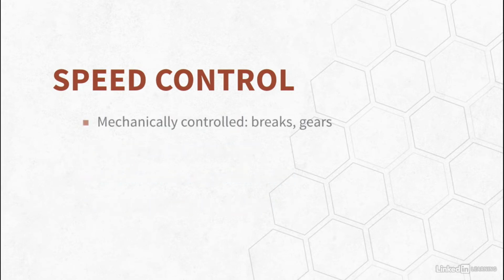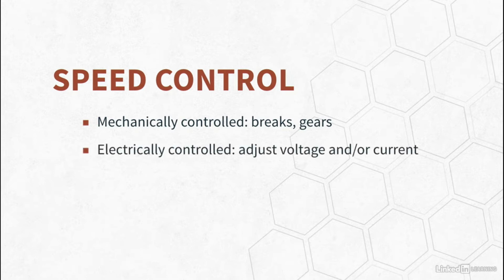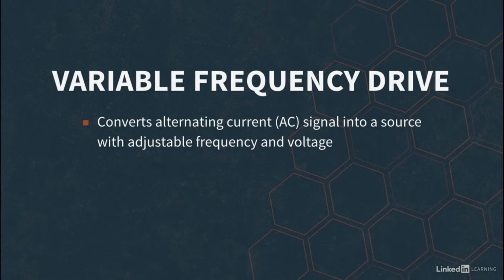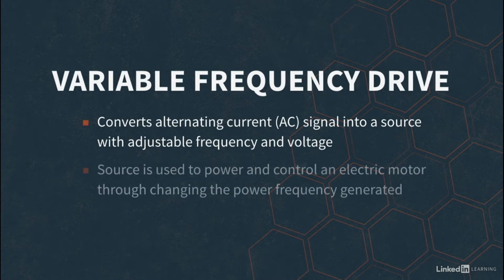So you see, there are a few ways to control the speed of a motor. It can be controlled mechanically with pulleys or by changing the voltage and current going into it. But one of the most efficient ways of doing it is by using a variable frequency drive. A variable frequency drive controls the speed of an AC motor. It converts an alternating current signal, or the sine wave, into an adjustable frequency and voltage source. Then, this AC source is used to power the motor. The VFD allows the speed of the motor to be changed by manipulating the frequency.